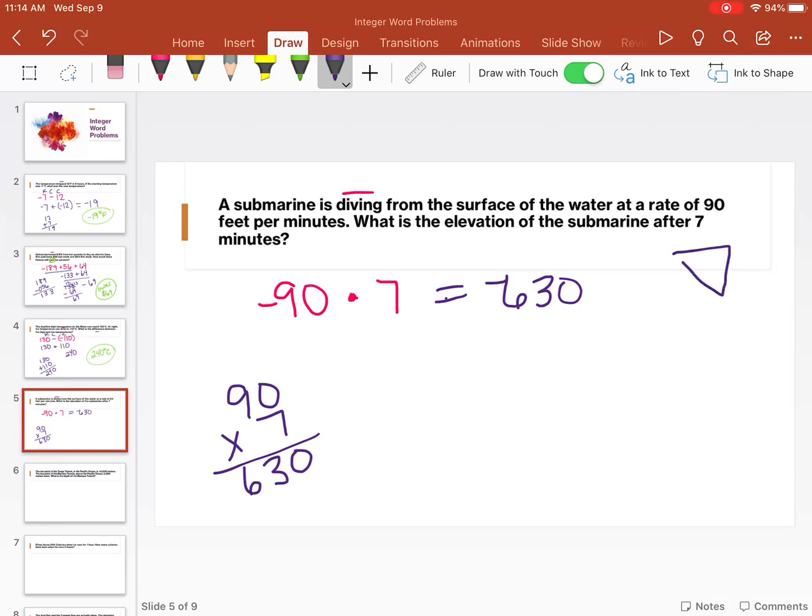Negative times positive makes this negative. Remember your sleeping dog. Okay, negative times positive, the leftover one is a negative, so my answer is negative. Or you can just remember that different signs are negative, same signs are positive. And then I can look back at my question, oopsies, and it's elevation. So I have to think, can elevation be positive and negative? It can be negative, so this is a negative 630 feet.